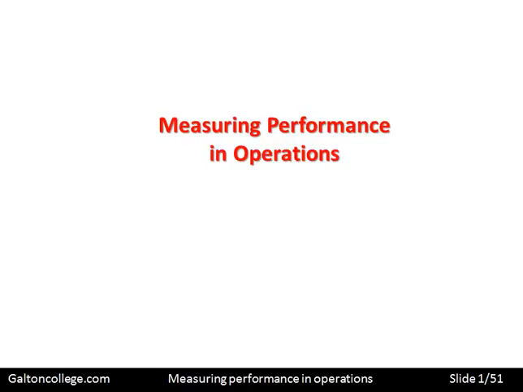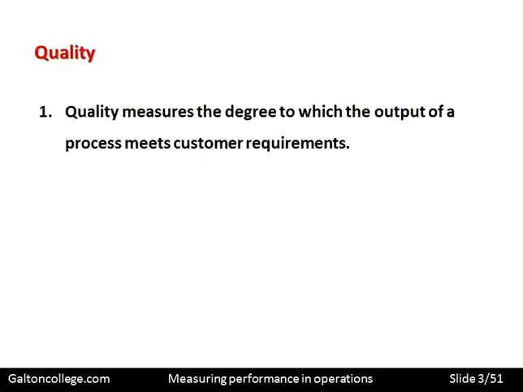Now, there are going to be various measures we can look at under this heading in this session. So I'm just going to break them down, and we're going to start with quality. Quality measures the degree to which the output of a process meets the customer requirements. When the customers place an order, they are looking for something specific. They're looking for a specific set of characteristics in the product. And when products precisely match those requirements, it's said to be good quality.